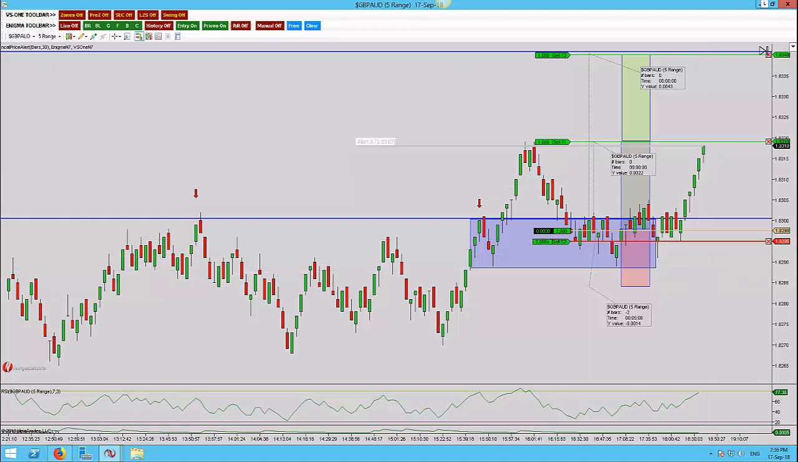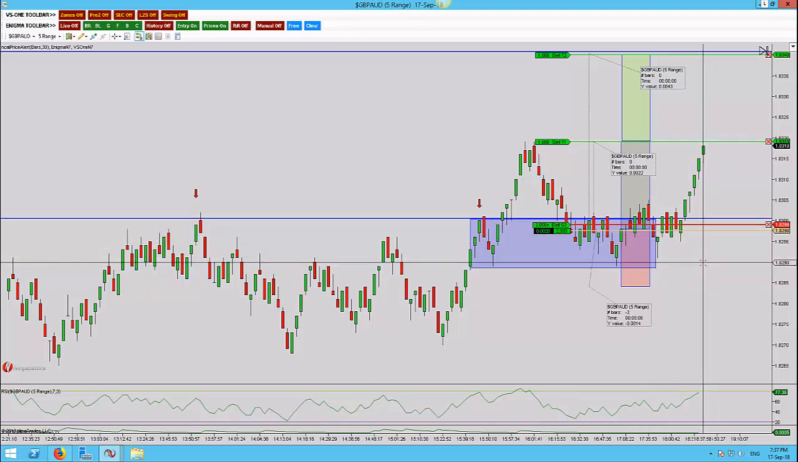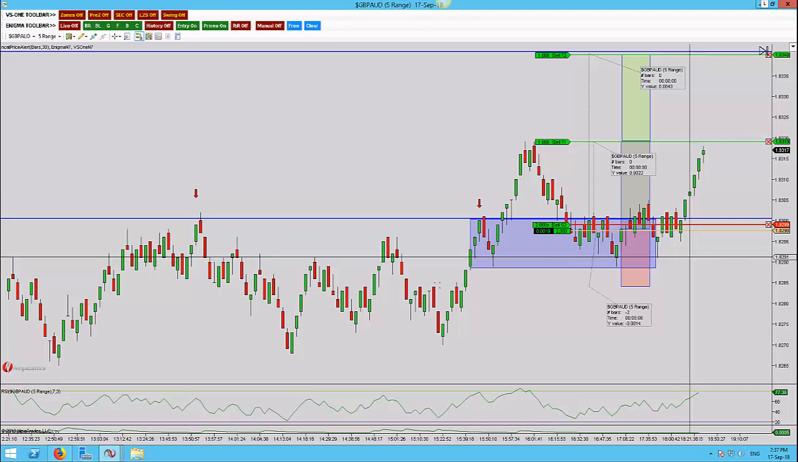And my alarm's just been triggered. That means I am now 1 pip away from targets. So what I can do now is roll my stops to 1 pip past break even, so that if this trade does turn around and stop me out, worst case scenario now is going to be a break even trade.